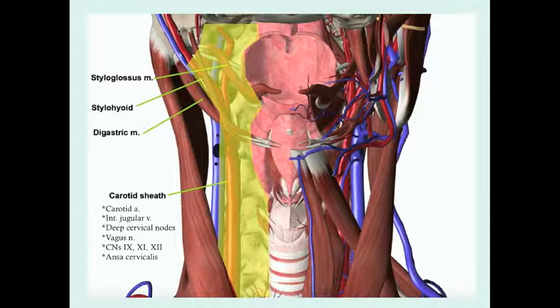Okay, so this is our region here. It's bordered medially by the pharynx, bordered laterally by these muscles coming off the styloid process, and then bordered posteriorly by the carotid sheath.